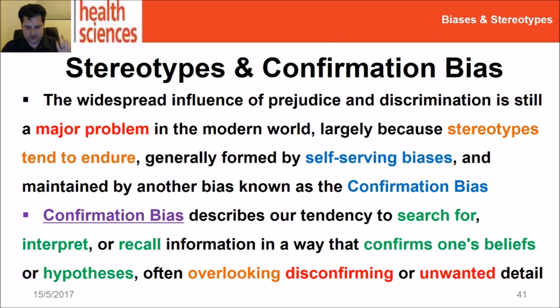Our tendency to search for, interpret, or recall information in a way that confirms our pre-existing beliefs or hypotheses, often to the point where we overlook disconfirming or unwanted details. We are designed on a cognitive level to look for information that confirms what we already think, and as part of that, we tend to smear over, either in our perceptions or in our memories, details that go against our expectations, go against our stereotypes.